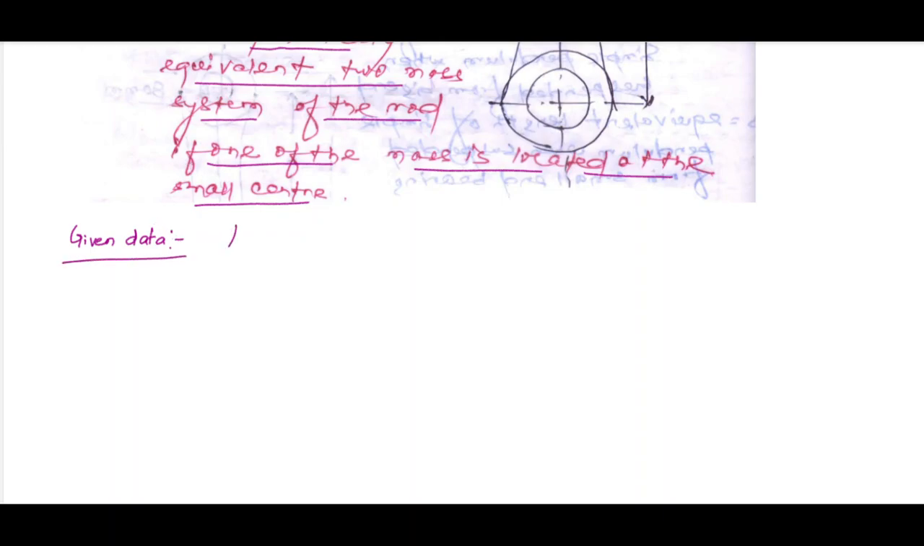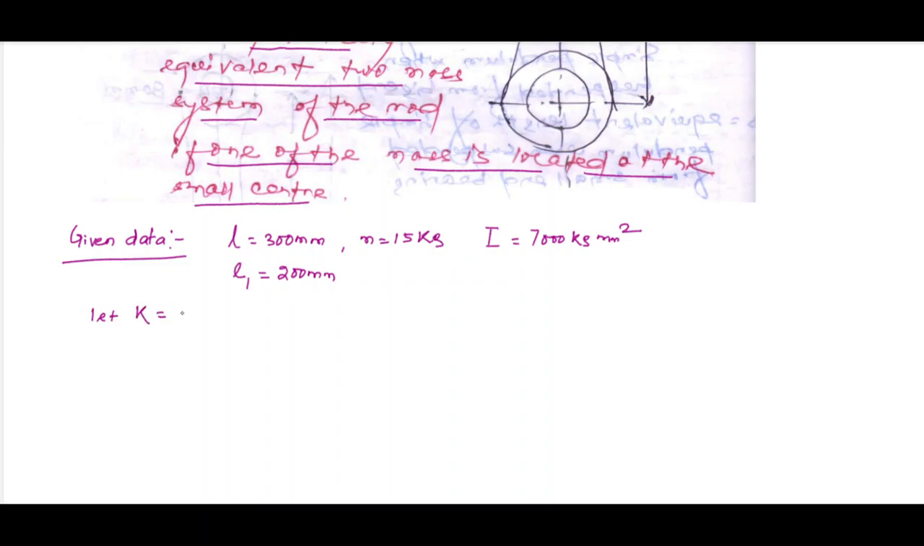So we have L given as 300 mm, mass given as 15 kg, and mass moment of inertia given as 7000 kg mm square. Okay, and L1 is given as 200 mm.